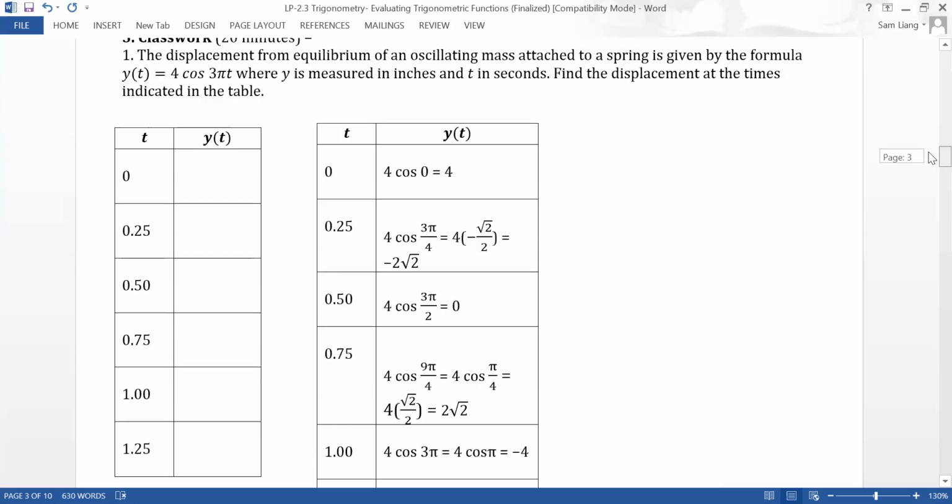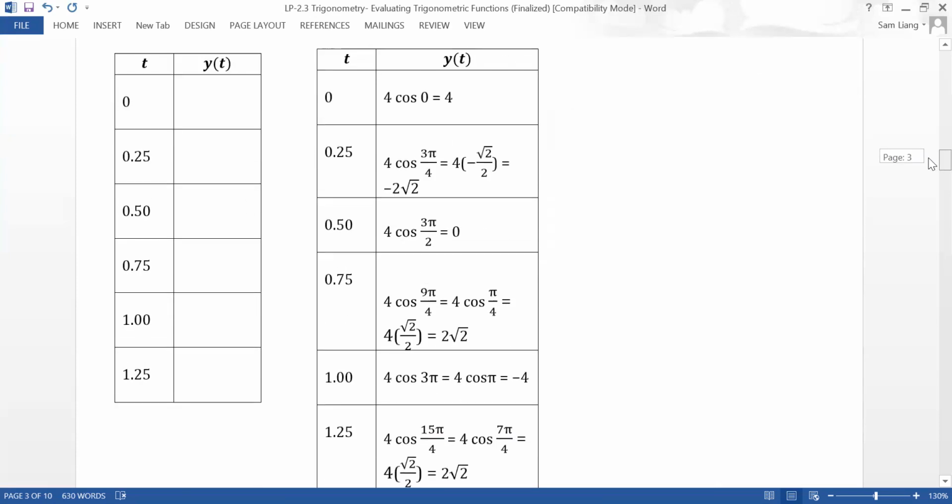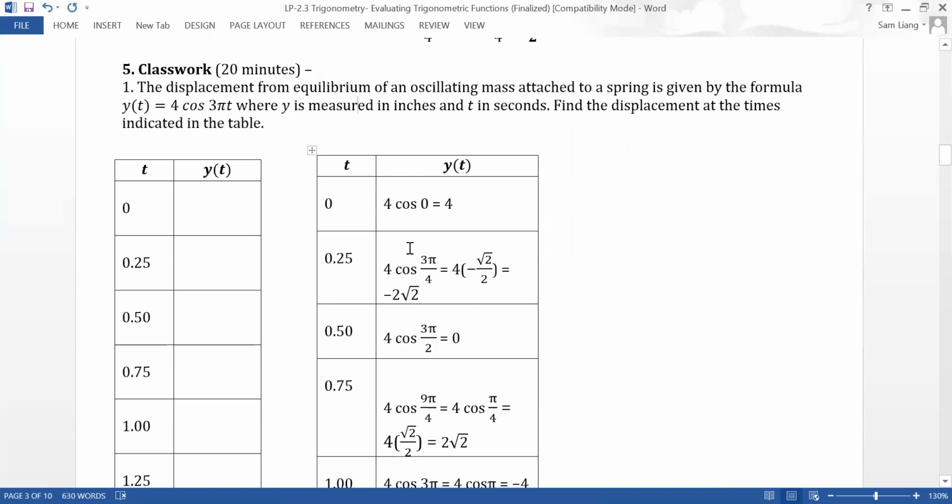As you'll see, we'll be making use of these skills we learned. So 4 cosine 0. Cosine 0 is 1, so your final answer for the first row is 4. Next, we have 4 cosine of 3 pi times t, and we evaluate at 0.25, which is 1/4. We're plugging into this function. So 4 cosine of 3 pi times 1/4.